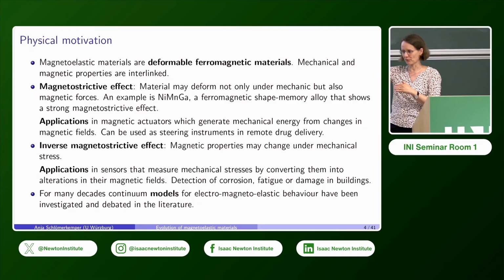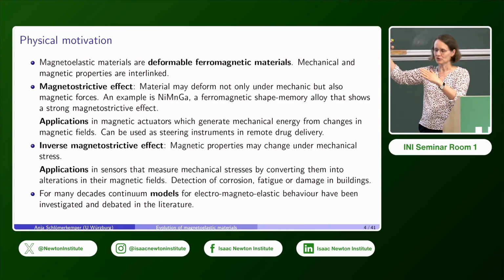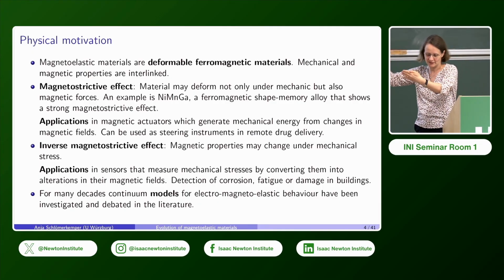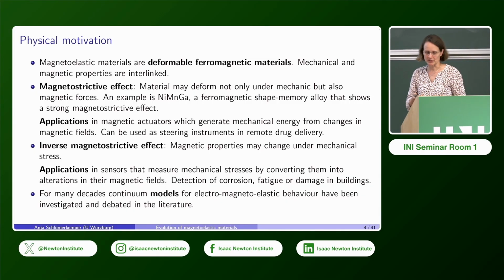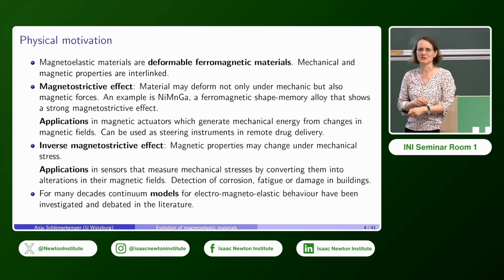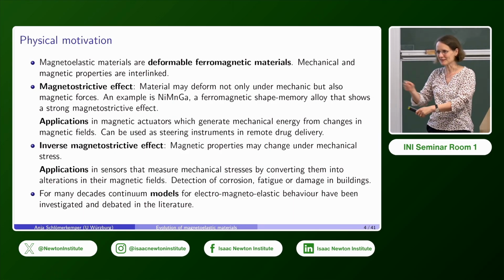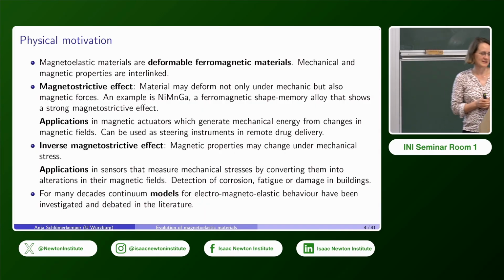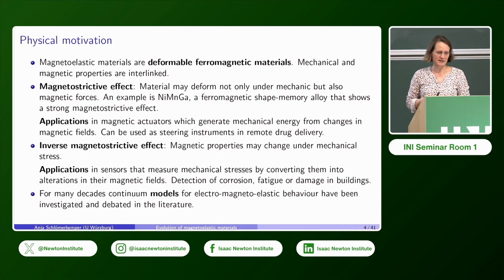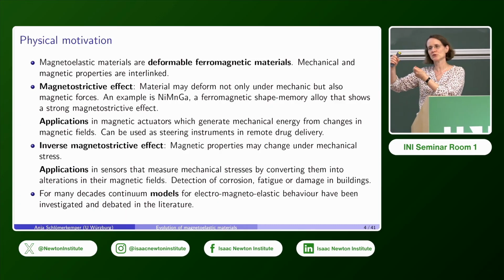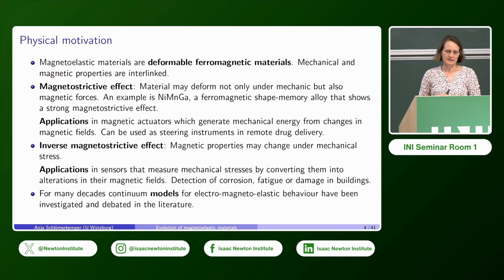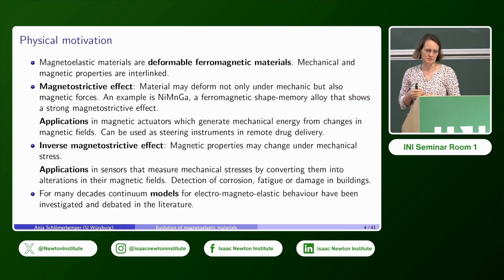So you have like the magnetic force field applied to this material, and this will make the material deform. And you have applications in actuators which generate mechanical energy from changes in magnetic fields. You can even have transport of drugs in your veins, for instance, by exerting magnetic fields. And then there's the inverse magnetostrictive effect. This means that the magnetic properties of a material may change if you deform the material. And also there are applications in sensors and so on.